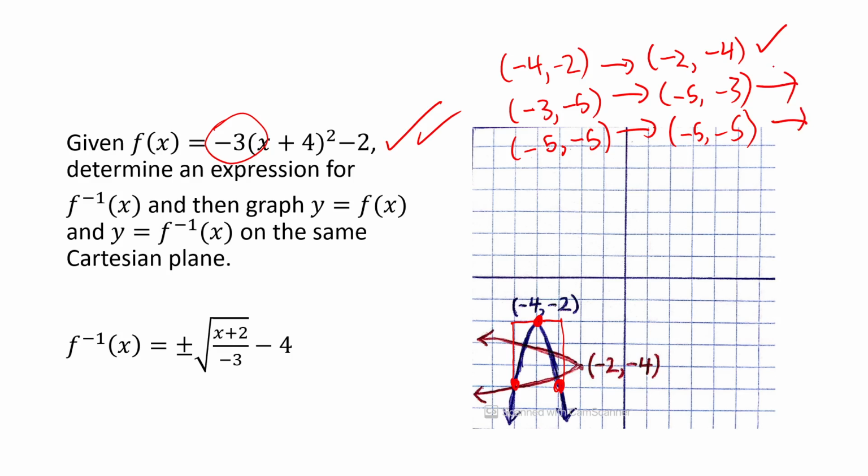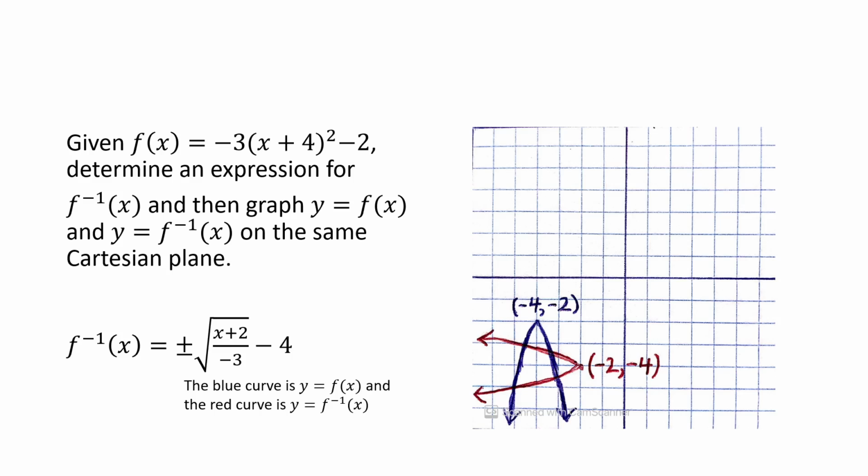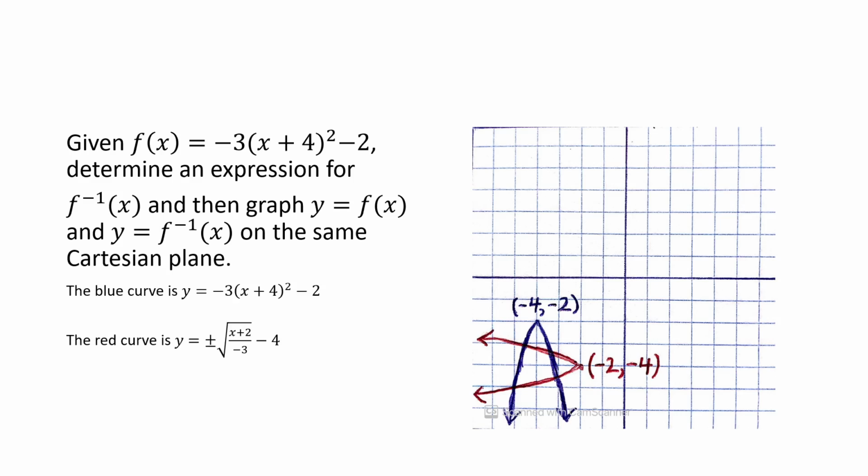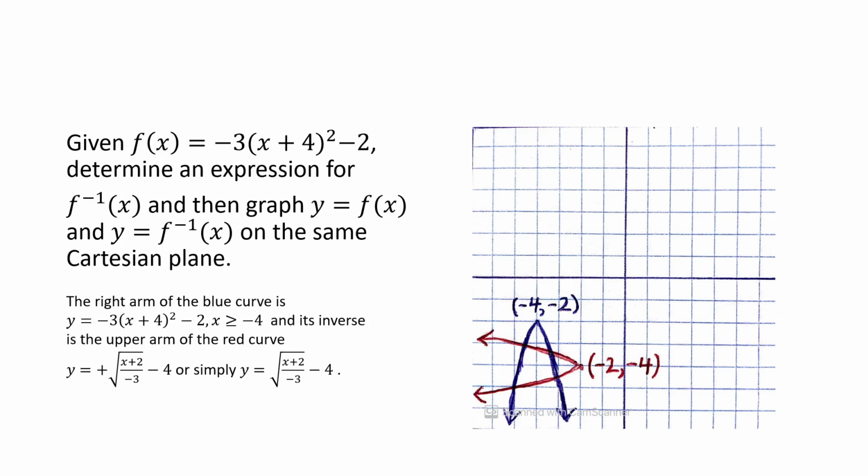and that's what the red curve is. Okay? The blue curve is y equals f of x, and the red curve is y equals f inverse of x. Okay? So, like we say here, the blue curve is the original expression. The red curve is plus or minus y equals plus or minus the square root of x plus 2 over negative 3, quantity minus 4.